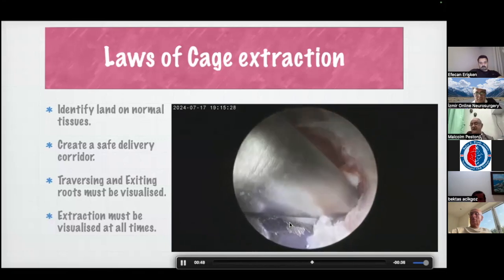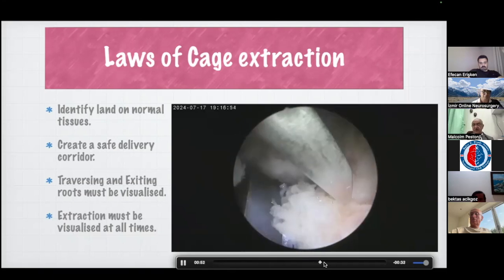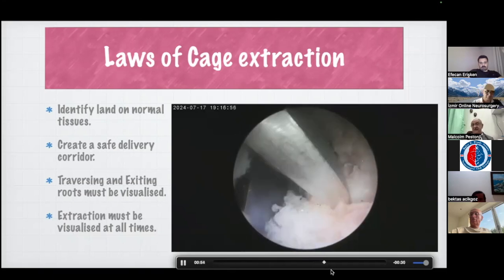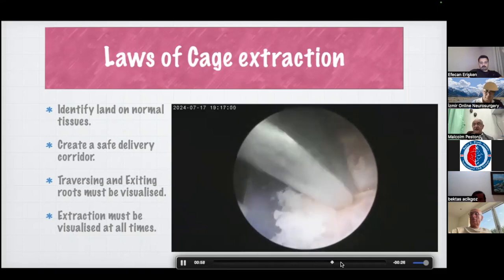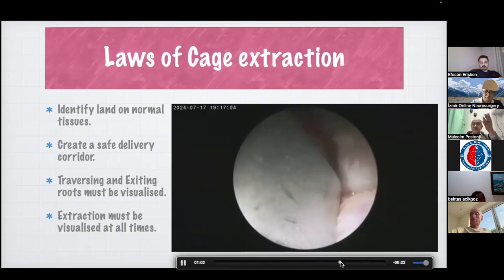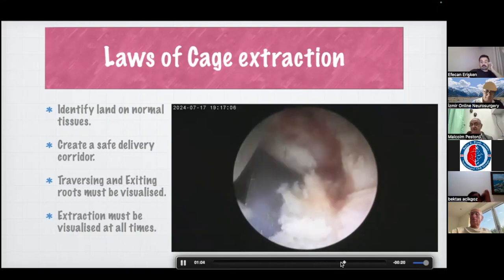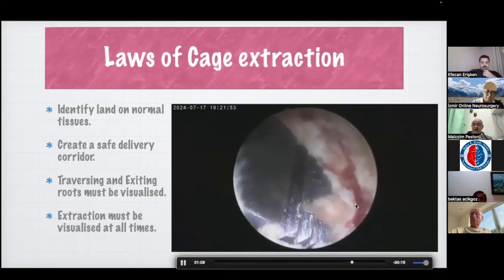But the kerrison can't go further than this. So what to do? I can see the dura, but I can't see the exiting nerve root. So I start using an osteotome, cutting out the rest of the IAP, which is hugging the cage. And slowly remove these fragments so that I can visualize the exiting nerve root.